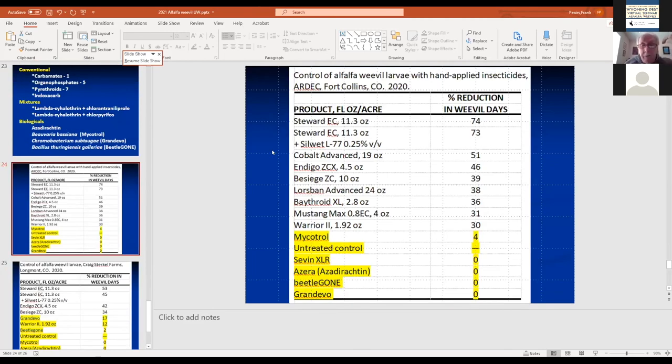One thing I wanted to show you is we were asked by the manufacturer to include an adjuvant with the Steward to improve efficacy. They seem to have some pretty compelling data that this was important, but we were not able to see that importance in our particular studies.